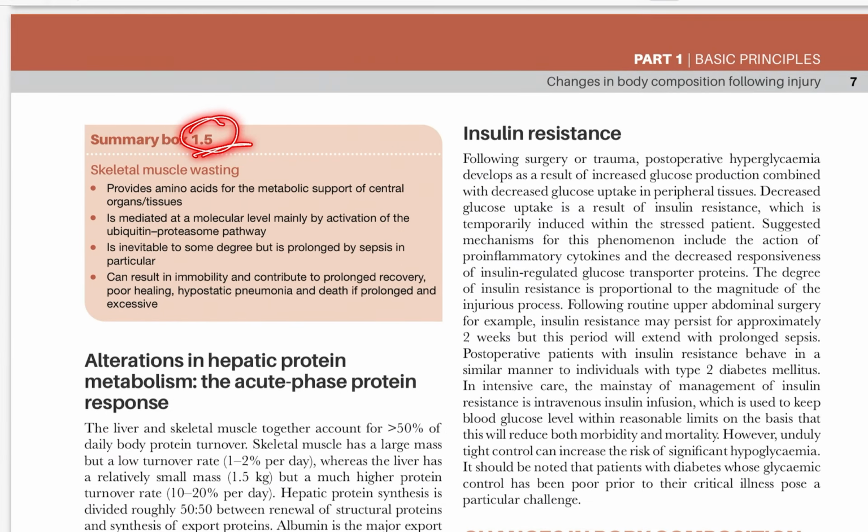Now, summary 1.5 says that skeletal muscle wasting provides amino acids for metabolic support for central organ tissues, and is mediated at a molecular level mainly by the activation of the ubiquitin proteasome pathway. It is inevitable to some degree, but when prolonged, by sepsis in particular, it can result in immobility and contribute to prolonged recovery, poor healing, hypostatic pneumonia, and death if prolonged and excessive.